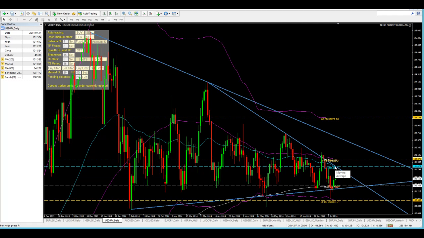We had a bounce off the lower areas here. If you want a safer call, the safer call would be consolidation: 101.36 for a buy, and then look for 101.87 for a sell here on the dollar yen.